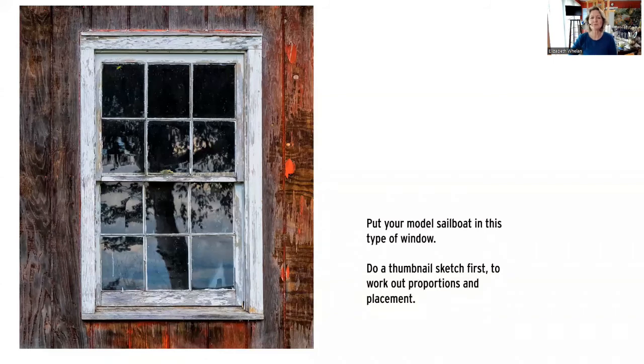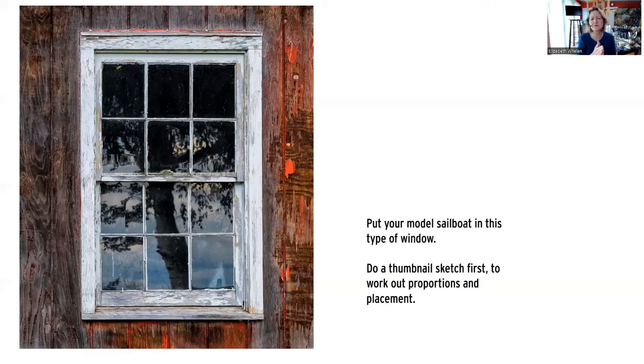So what I'd like you to do is to put your model sailboat in this window. This is a really kind of a basic style of window. What I would do first is a really super quick thumbnail sketch to figure out how big your boat's going to be. You can shrink your window if you want to, to have it only 6 panes or 4 panes if you just want to simplify things. If you're working on toned paper, don't worry about any of the woodwork or any of the bluey gray stuff of the sky, but you might want to put some dark of the reflection in, and a little bit of white charcoal around the edges for the kind of dilapidated window.